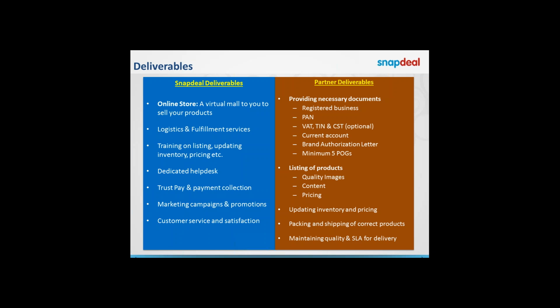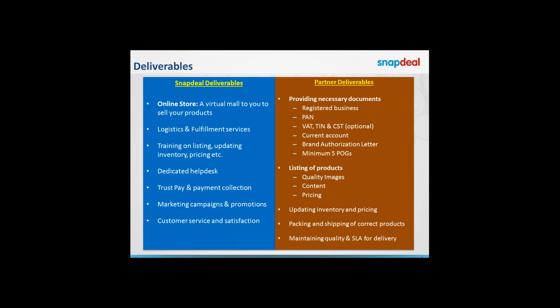We require a current bank account, a cancelled check of your current bank account, so that money could be transferred in your account as and when there's a sale received and then the payment cycle arrives. The next thing is a brand authorization letter. What is a brand authorization letter? We'll discuss on the next slide. And we require a minimum of 5 POGs. Now I'll tell you what a POG is.